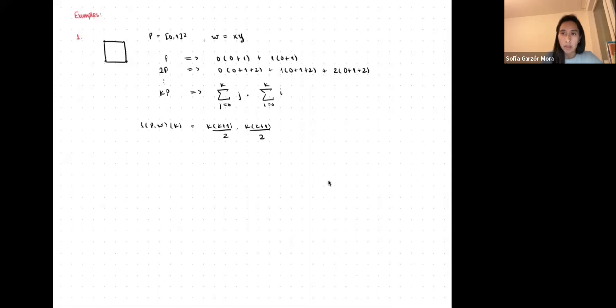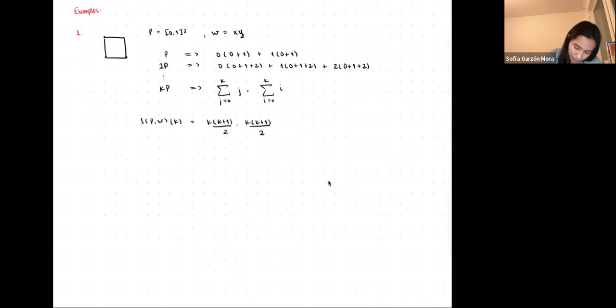Right? Are we good? Okay, maybe a second example. And again, I'm choosing the square. But let's take some weights, X to the M, Y to the L. Well, you can play the same game, right?